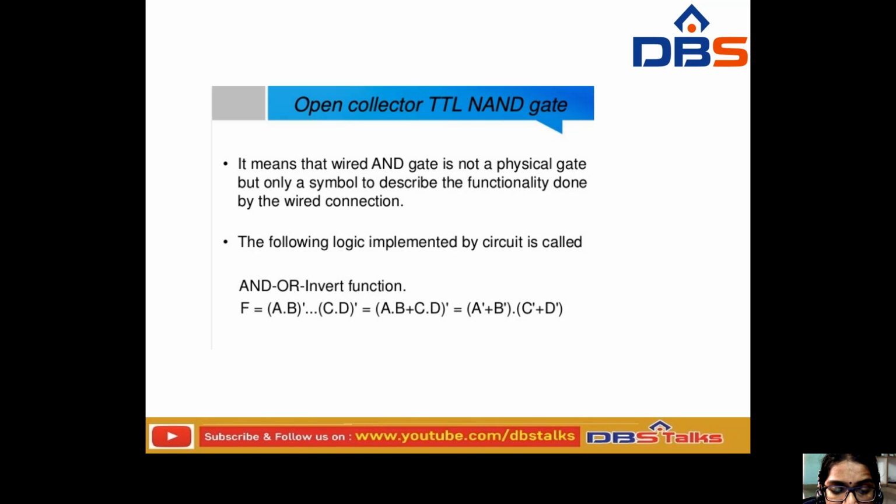a into b plus c into d is equal to a dash into b dash plus c dash into d dash. From this we can say that this is a function (a into b) whole dash and so on to (c into d) whole dash. From this we wrote like, (a plus b plus c plus d) whole dash plus a dash plus b dash into (c plus d) dash.